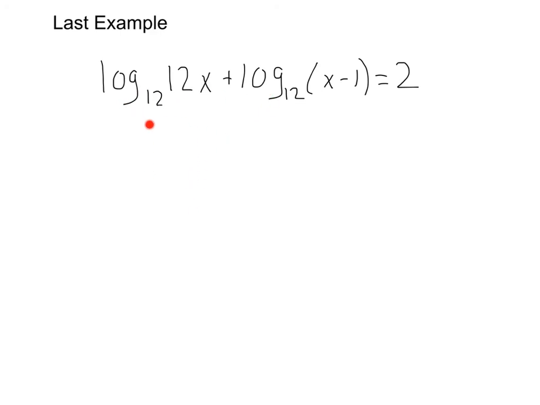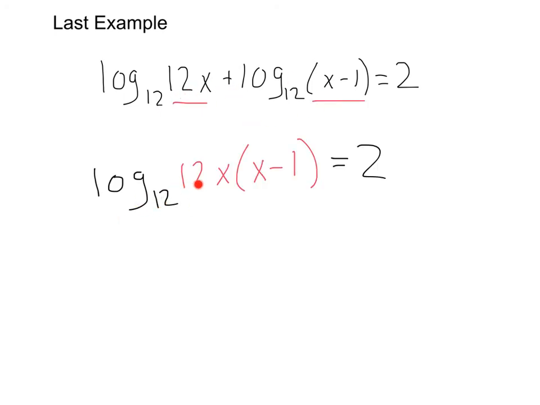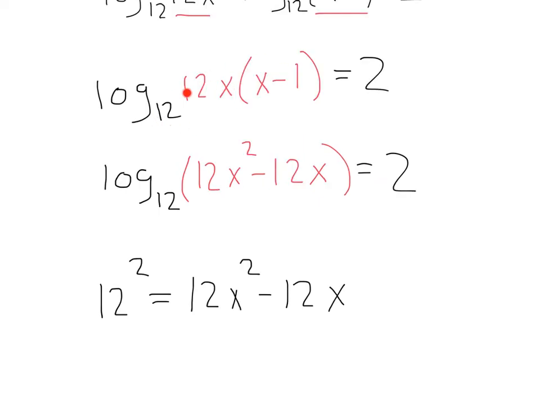We've got log base 12 of 12x plus log base 12 of x minus 1 equals 2. Well, I've got the same log base here, so let's change this addition into multiplication. That gives us log base 12 of 12x times x minus 1 equals 2. Simplifying that out a little, we get log base 12 of 12x squared minus 12x, distributing here. Then we can use our converting the logarithmic to exponential. 12 to the second power equals 12x squared minus 12x.